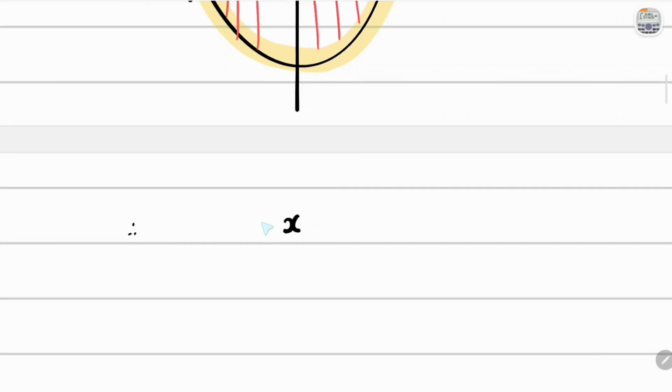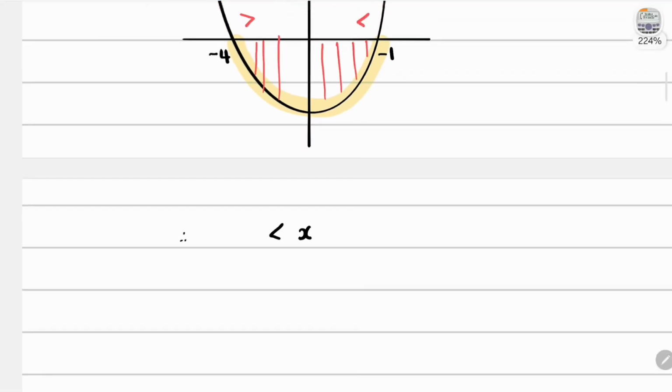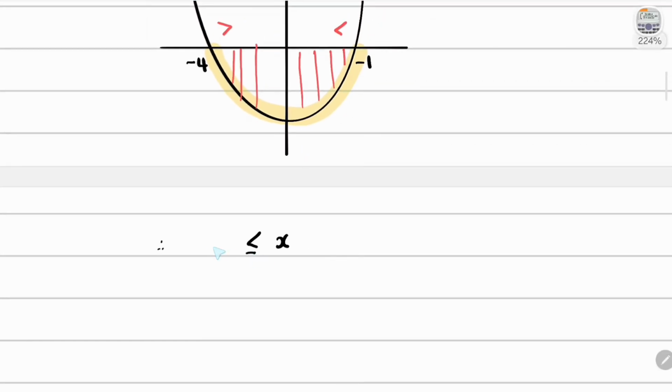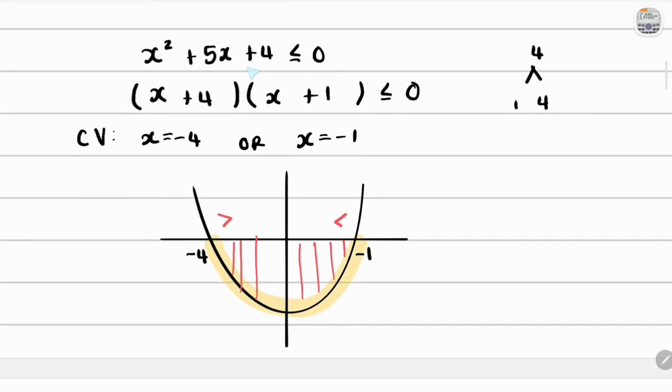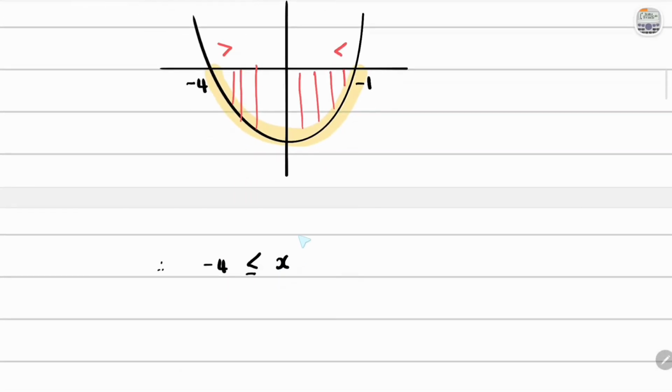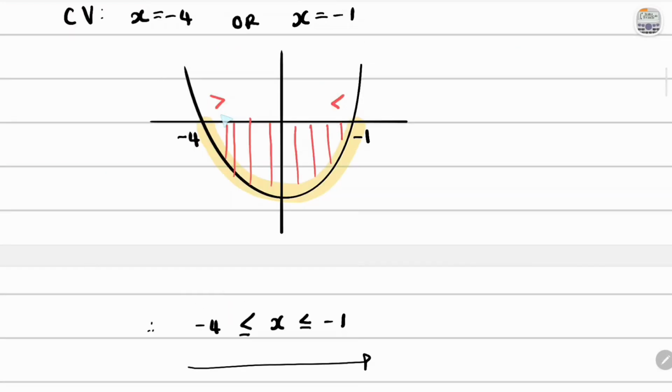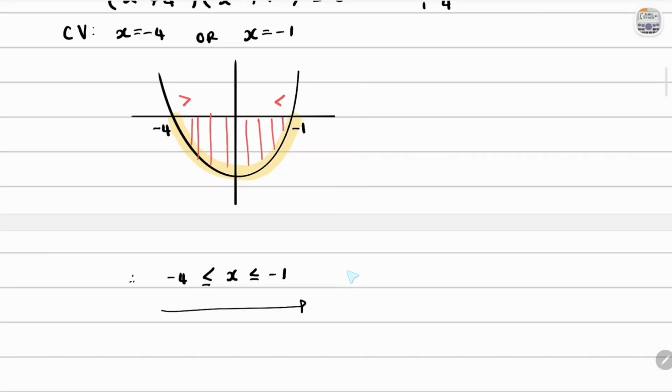We can say that x is greater than, but also remember it is also equal to -4, because where x is equal to -4, it gives us a y value of 0. So greater than or equal to -4 but less than or equal to -1, and that would be our answer. Since these values point towards each other, they really just lie between the range of -4 all the way to -1.